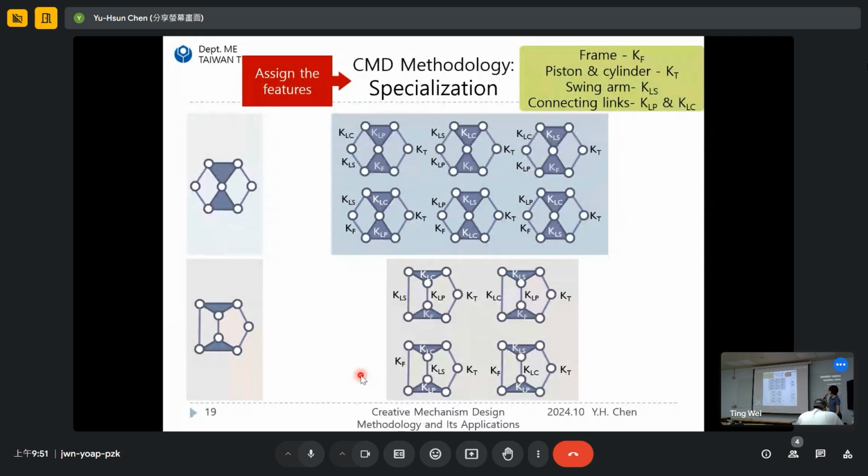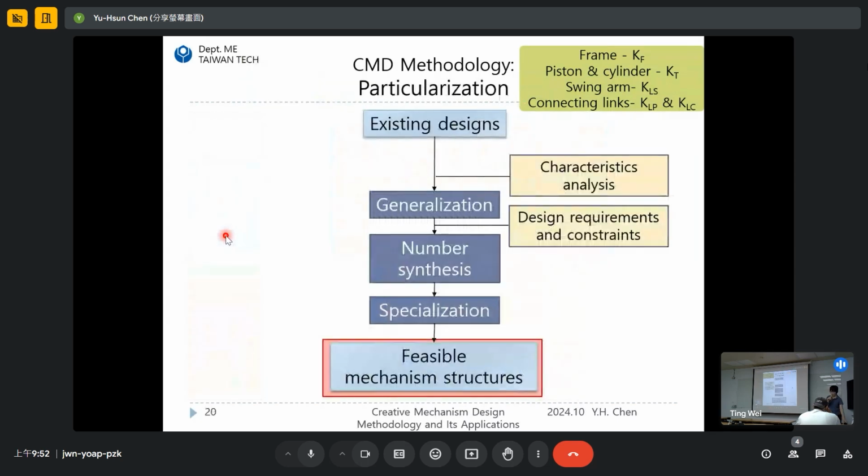So finally we get 10 spatialized chains. Okay, and that is the step we call spatialization. That is, we can assign the features back to the generalized chain. Okay, so then we have the final step, that is particularization.